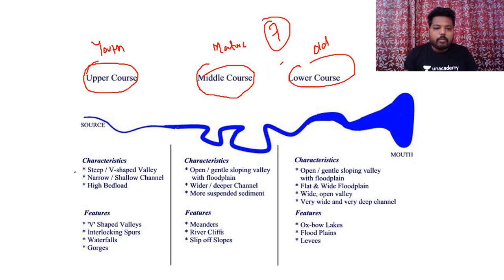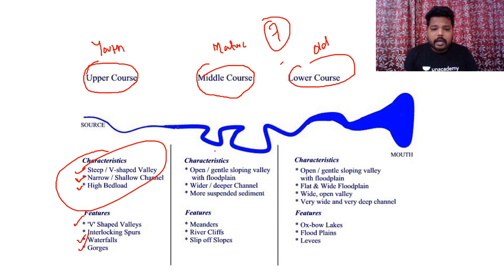Clear? If you see, what are the characteristics? Generally rivers tend to move in a V-shaped valley, and in its upper course the river system would have a narrow, shallow channel and high bed load. It means its velocity would be more and its transportational capacity would also be very high. When the transportational capacity is very high, it tends to create deep valley structures, which are V-shaped valleys. Clear? So generally we can observe different waterfalls, V-shaped valleys and gorges in this regard.